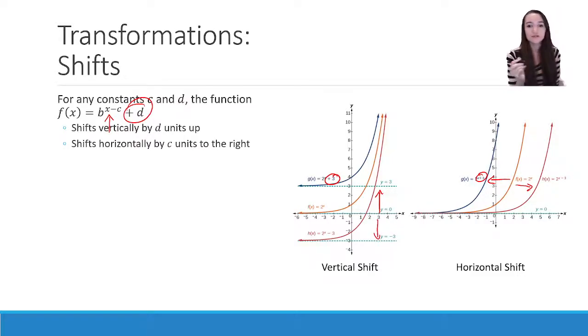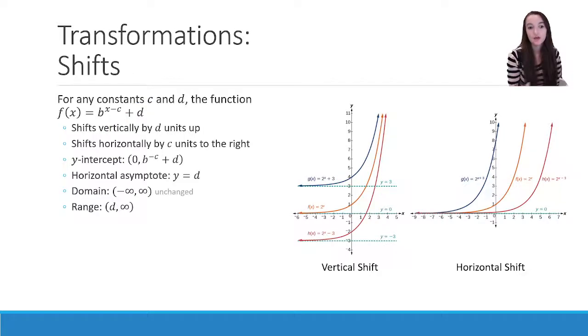So, what does this change about our function? Essentially, it changes first the y-intercept, which will still be at 0, of course, but the y value will be b to the negative c plus d. So remember, on our basic function, d is 0, and c is also 0. B to the 0 is 1, because anything to the 0 power is 1. So we get 0, 1 on our basic function. But as soon as we are shifting it around, it's going to change.